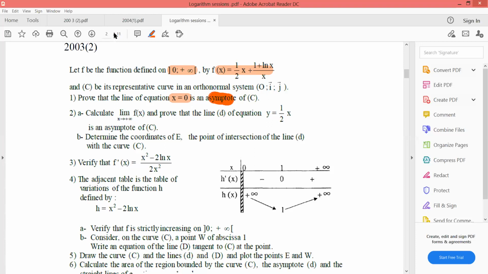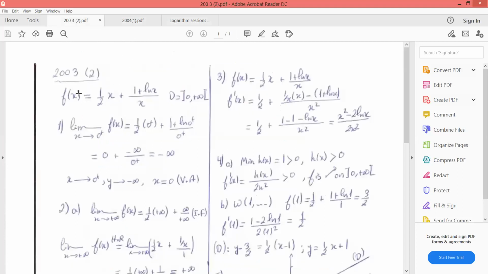What is the limit as x tends to 0 plus of ln x? It is minus infinity. Limit as x tends to 0 plus is minus infinity. So in this f(x) we replace x by 0 plus.